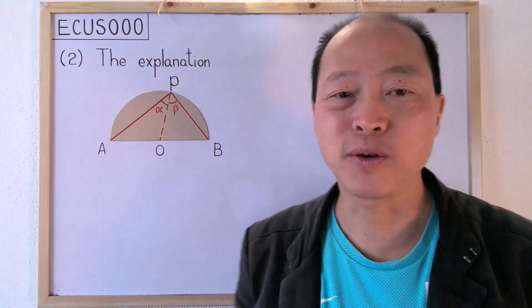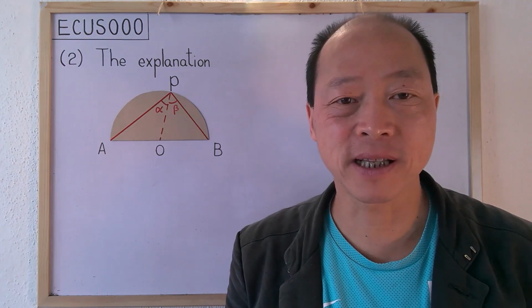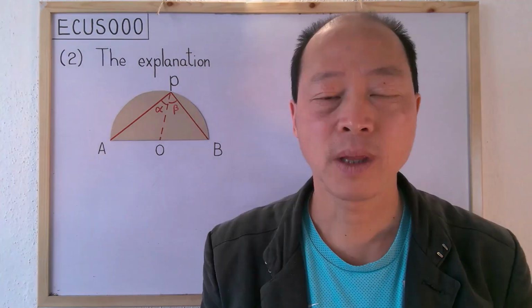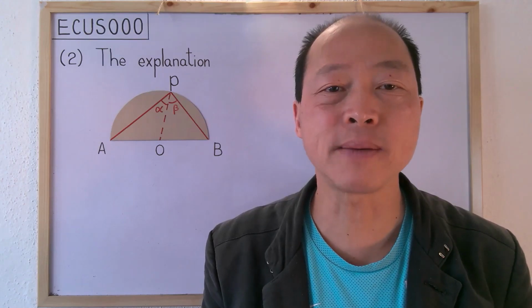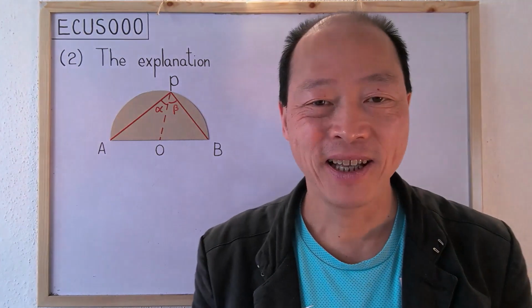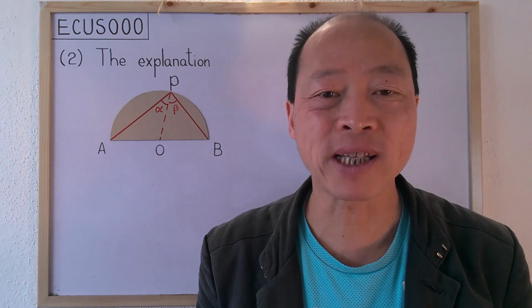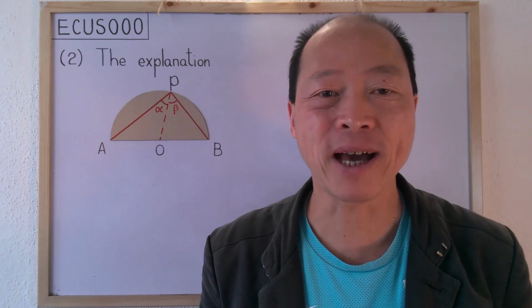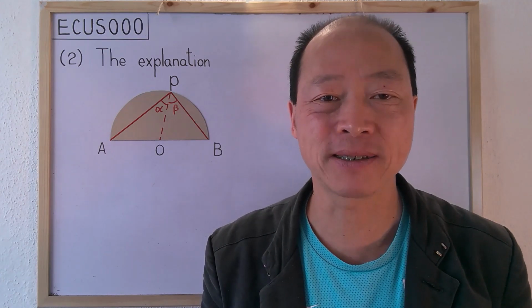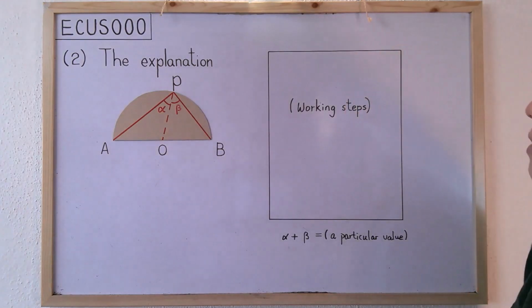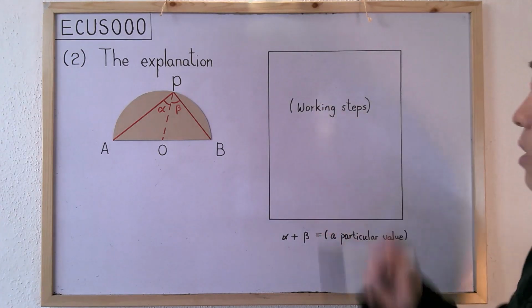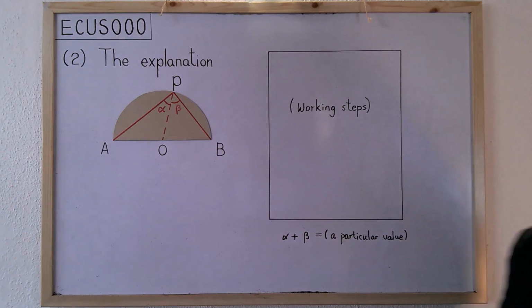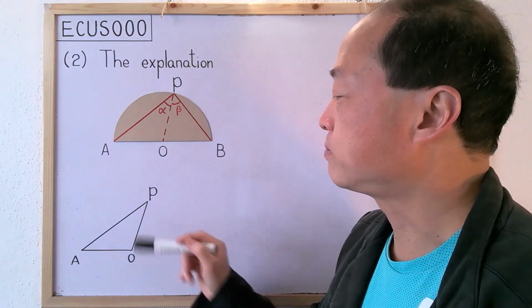Alpha and beta are Greek letters. Mathematicians like using a Greek letter to represent the size of an angle. Let's see if we can work out the sum of these two angles. Notice that we are not aiming at finding out what alpha is or what beta is. We are aiming at finding out what alpha plus beta is. Therefore, we wish that at the end of some working steps, we could write alpha plus beta equals a particular value. Look at this triangle.